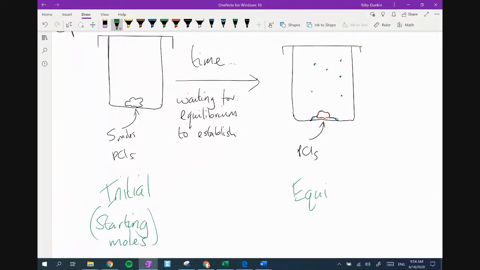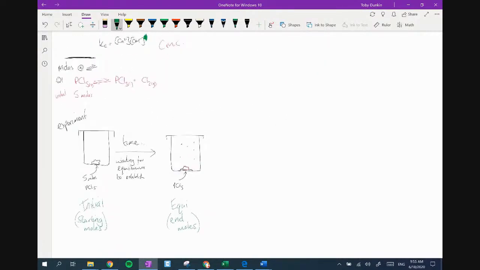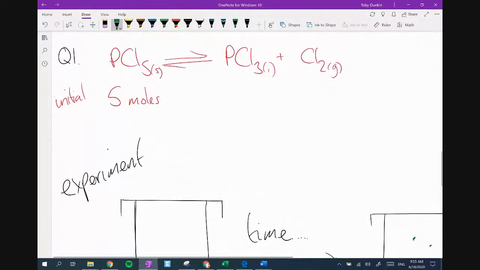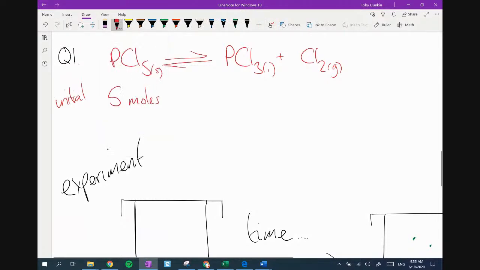Equimoles, end moles. Balanced moles, starting moles, end moles, when it's reached equilibrium. Now, what I always tend to also mention is change. It's a rather odd thing, this. Let's now have a look at this example that I've created. I need to turn this into a table.